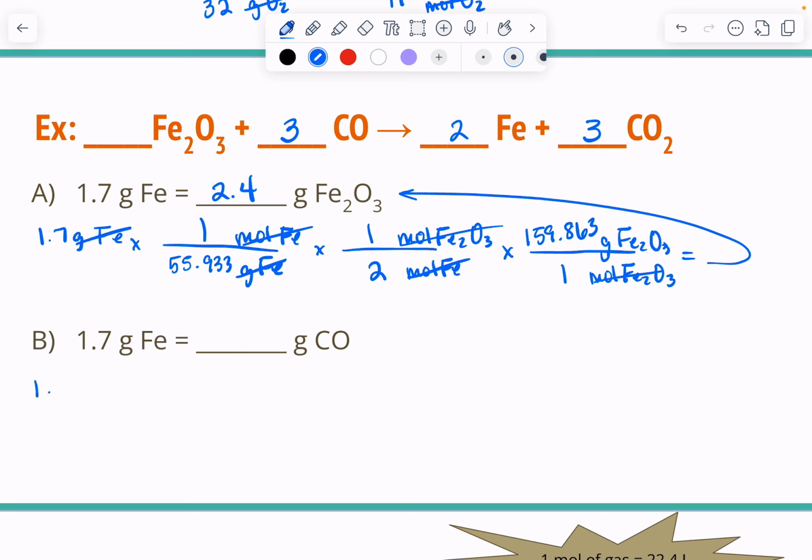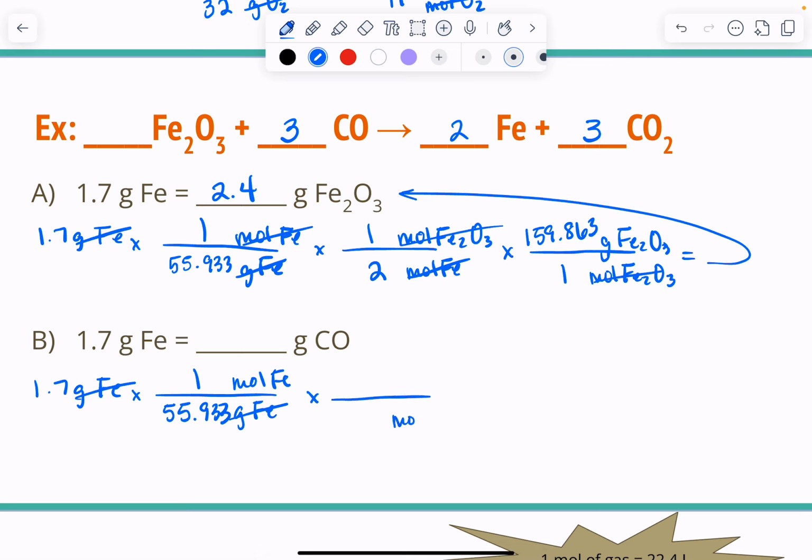B is going to ask us to start pretty similarly, where we're starting with grams of iron. So the beginning of our problem is going to look just the same, where we have grams of iron on the bottom, moles of iron on the top, and our molar mass on the bottom, okay? Now, however, we are trying to solve for grams of carbon monoxide. So we're using a different mole ratio here because we're going from moles of iron into moles of carbon monoxide. Our ratio here is 3:2.